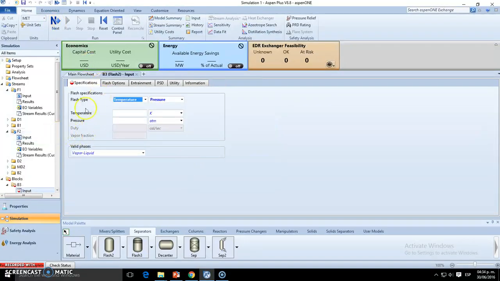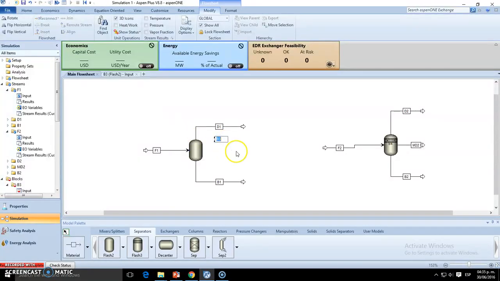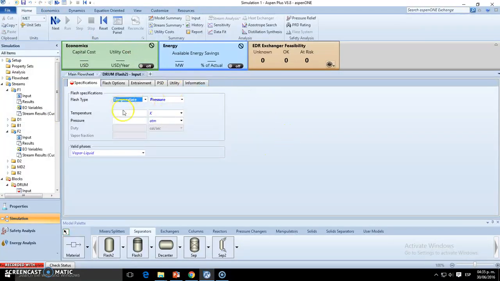The next thing, we already changed the blocks. We're in block number 3. Let me change that. Let's say it's drum 1, and this will be flash. This is a flash and this is a drum. Essentially a drum is just a container where you get the inlet, you heat it and wait until equilibrium takes charge, and all the vapor goes through the vapor section and all the liquid goes down. So where were we? I don't know, but let's click next.